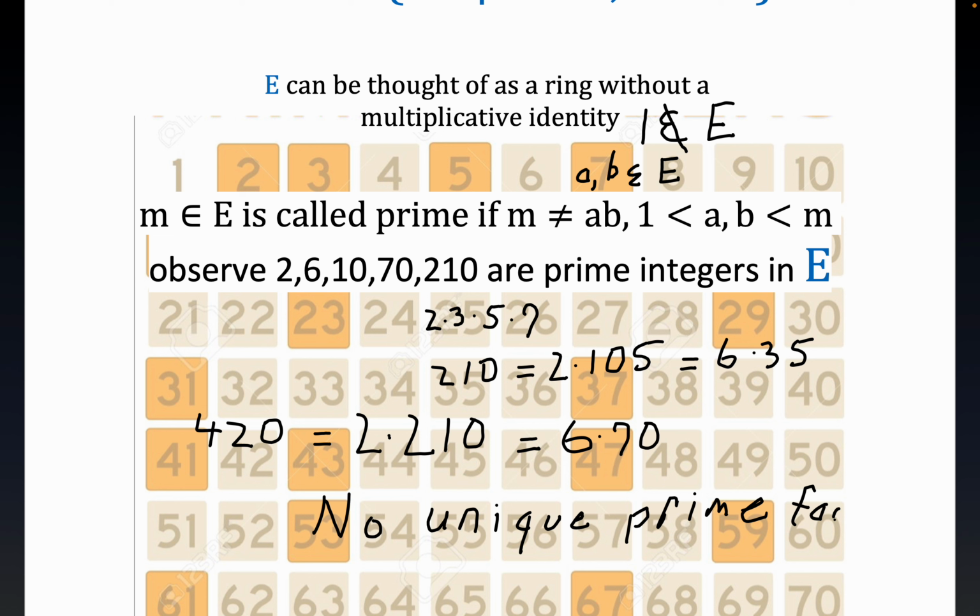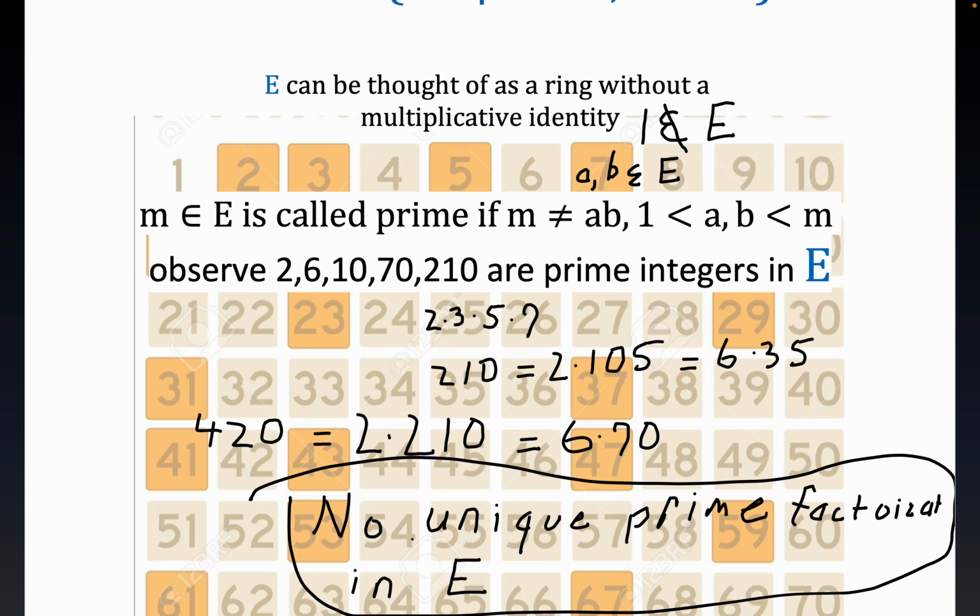Running out of room here, folks. Okay, no unique prime factorization in E. So that's a big deal, right? You can't do it. And a lot of stuff depends on the uniqueness of this in regular number theory, right? Again, I ran out of room. I was supposed to write prime factorization. I painted myself into a corner there. Do I get to write O-N? Oh, that's cheating. But that's no unique prime factorization in this ring.